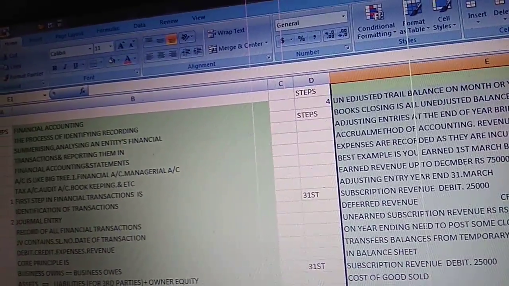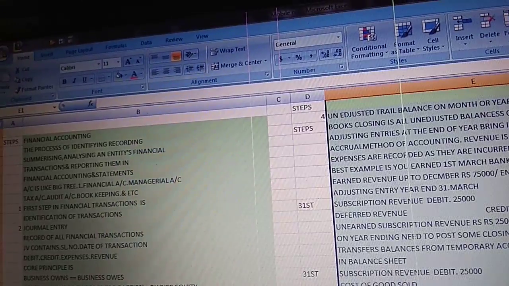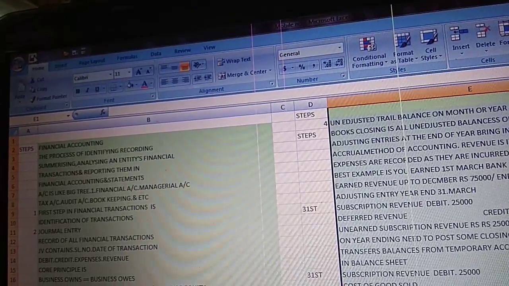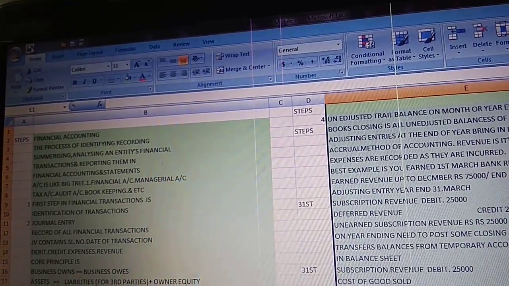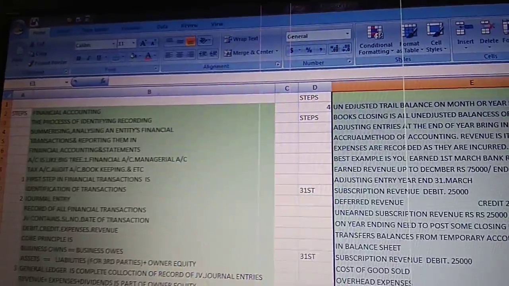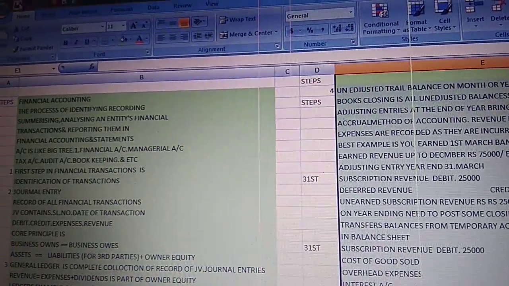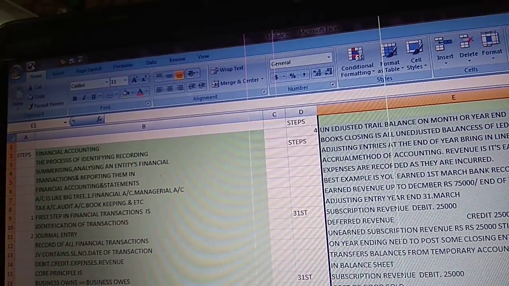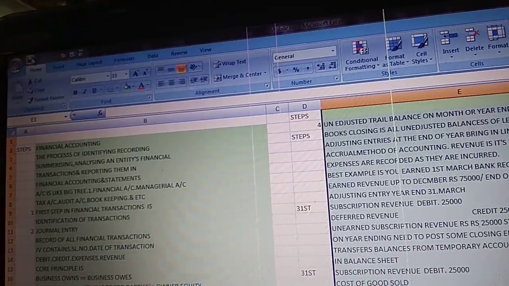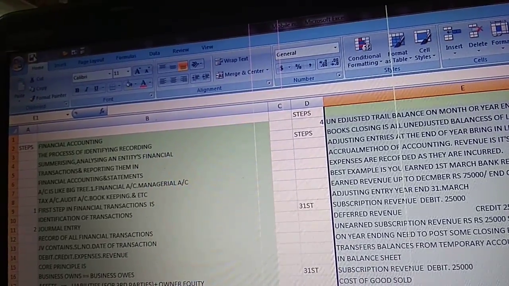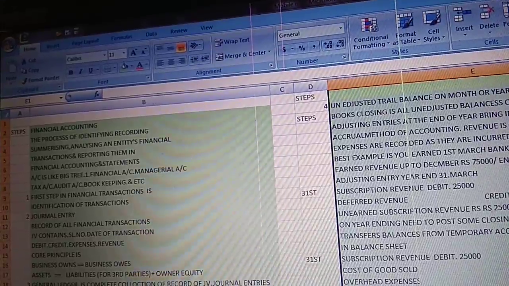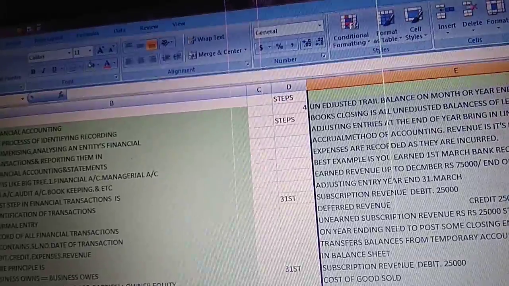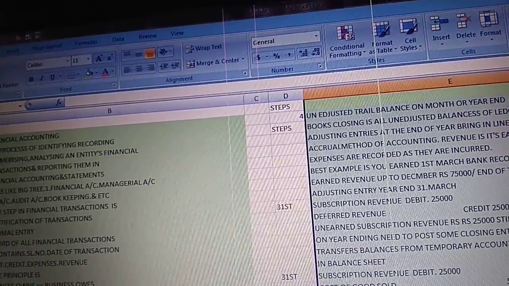The best example: the year starts on 1st March and ends on 31st March. Suppose the bank records subscription revenue of 1 lakh, and the earned revenue up to December is 75,000. At the end of the financial year, 31st March, the unadjusted balance of subscription revenue debit is 25,000. This is the simple method.